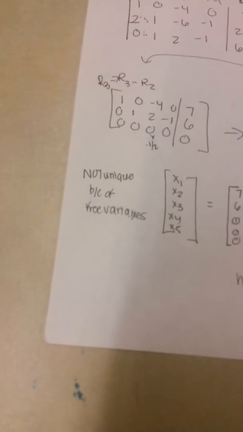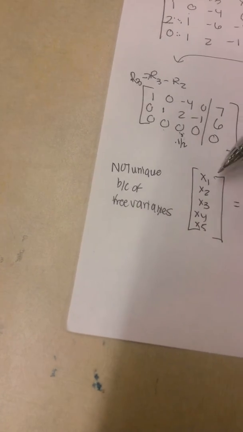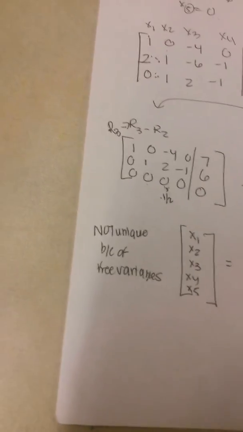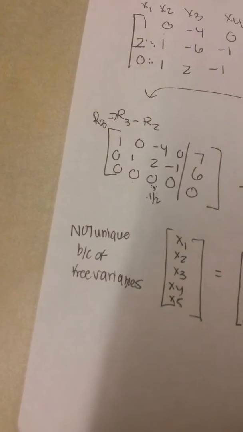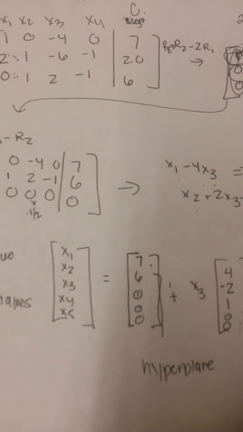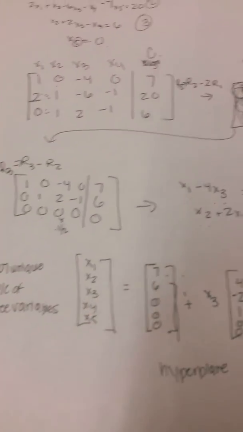And then the reason you know that you're going to have to make it into a matrix is because this is not unique, because there are free variables. So now you have to write into parametric form, starting with the constants that we had at the beginning. So it'd be 7, 6, 0, 0, 0. And then you're going to do x3, which is 4, -2, 1, 0, 0, and then x4, which is 0, 1, 0, 1, 0. And since there are 5 rows, it's in the form of a hyperplane, so that helps to finish our problem.